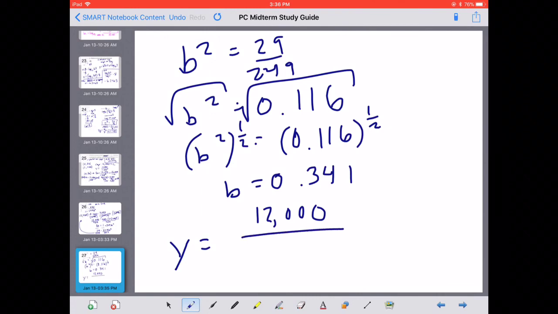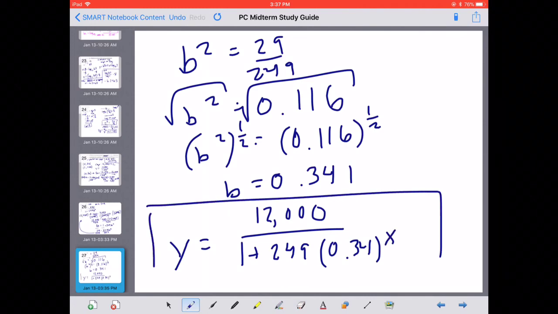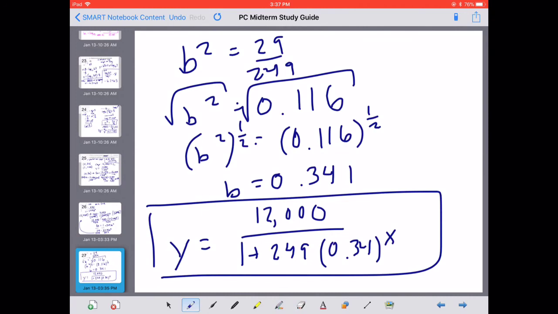Alright, that's our capacity. And then we found that A was equal to 249. And we just said that our B was 0.341. Alright. So that is our final equation, and I'll see you in the next video for the last page, which is all about radians and trig.